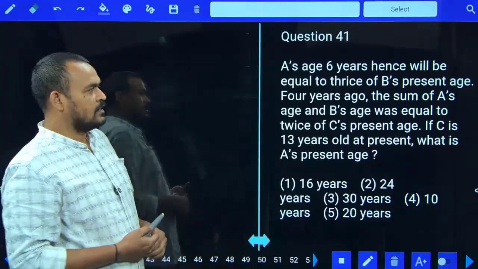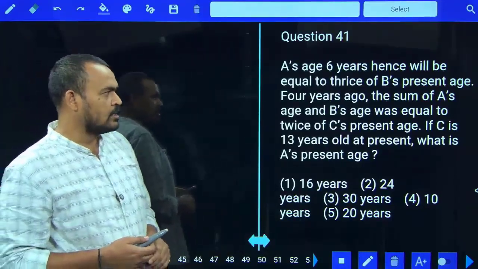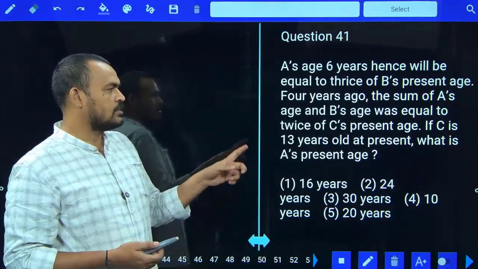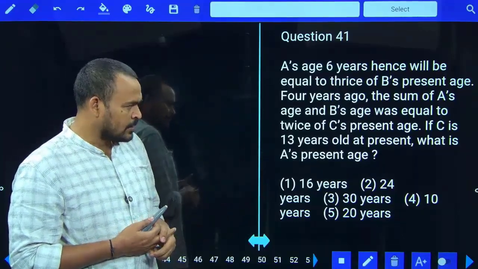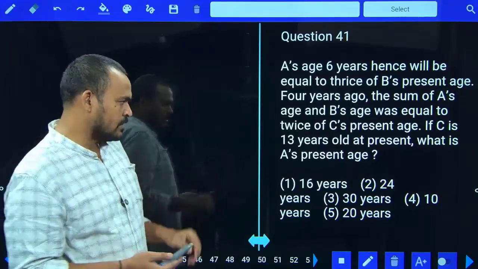A says 6 years hence will be equal to thrice of B's present age. 4 years ago the sum of A's age and B's age was equal to twice of C's present age. If C is 13 years old at present, what is A's present age? We require A's present age.